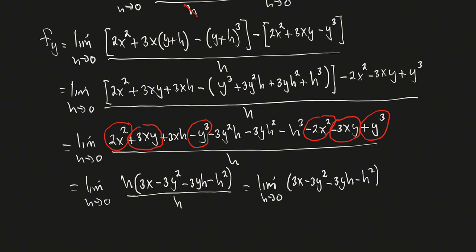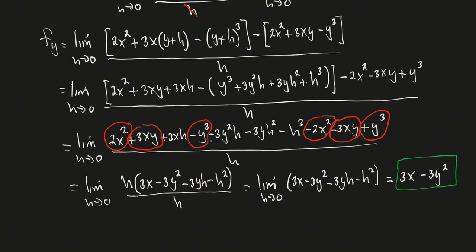So there we go. And then when we evaluate this as h approaches 0, these two terms go away, and we're left with, again, something not terribly complicated: 3x minus 3y squared. Right, so this is our first partial derivative of that function with respect to y.